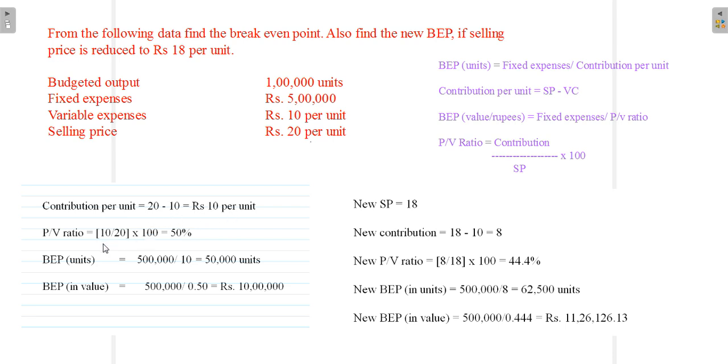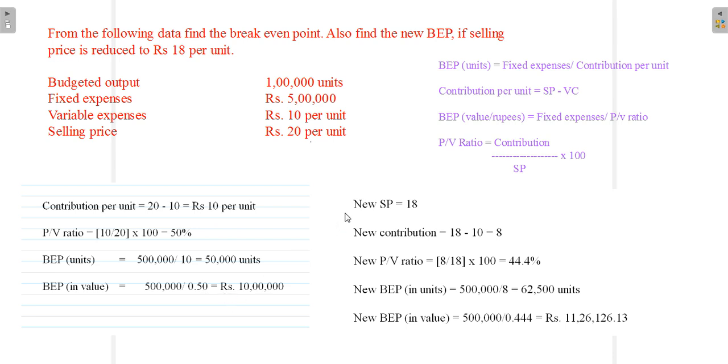To find the PV ratio, it is contribution divided by selling price into 100. 10 by 20, 20 is the selling price. So the break-even point in units is fixed cost divided by contribution, which is 50,000 units. To find the BEP in value, fixed cost divided by PV ratio.